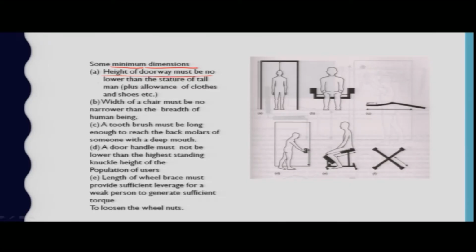So, in the minimum dimensions, the height of the doorway must be no lower than the stature of a tall man. You can see that the height of the doorway, in fact this is the complete height, should be no lower than the stature of a tall man. B is the width of the chair, which must be no narrower than the breadth of a human being. C, a toothbrush must be long enough to reach the back molars of someone with a deep mouth.